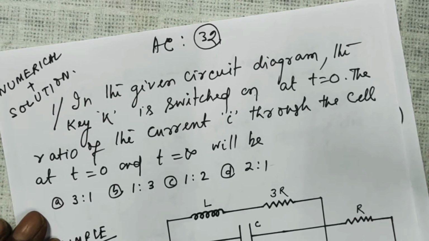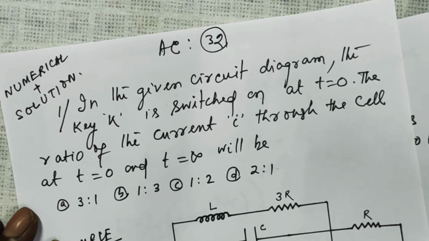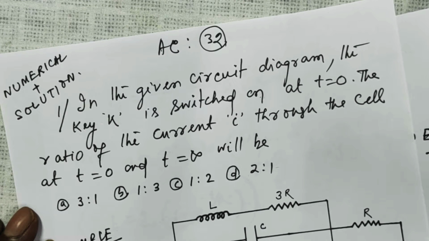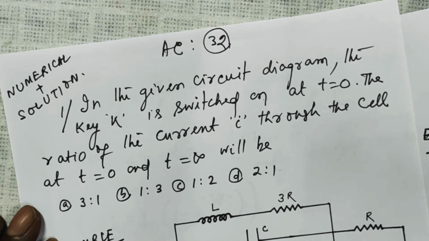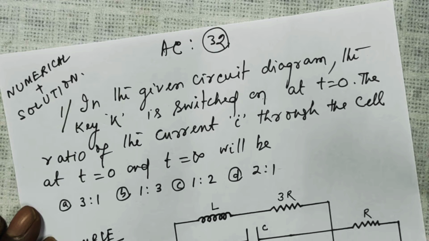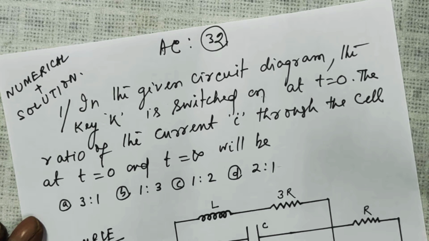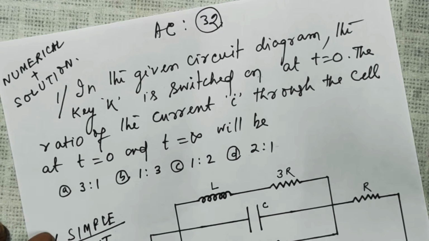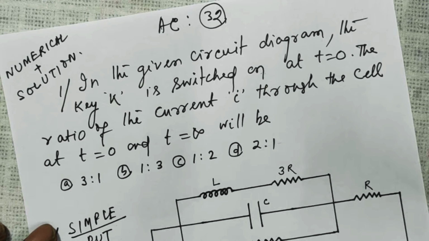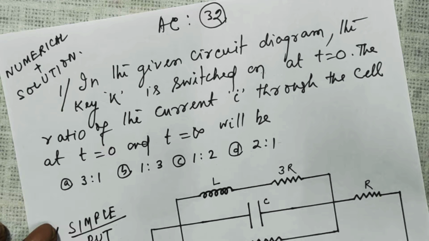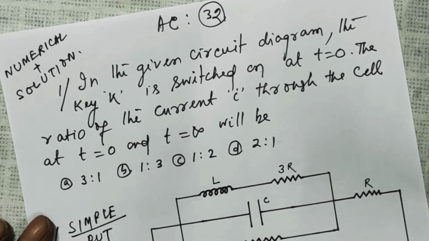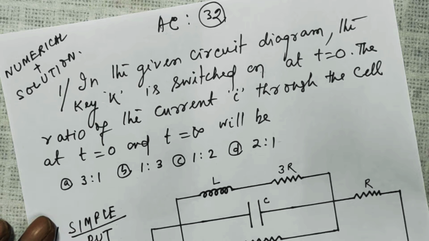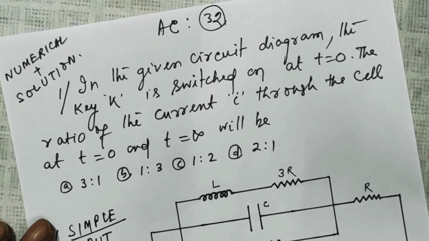I hope you liked the previous two videos where I discussed two very important numericals for your JEE Main, in which there was an inductor and the concept of t equals 0, meaning in the beginning when the switch was switched on, and when t equals infinite, that is the steady state, was discussed. There was only an inductor and a combination of resistances.